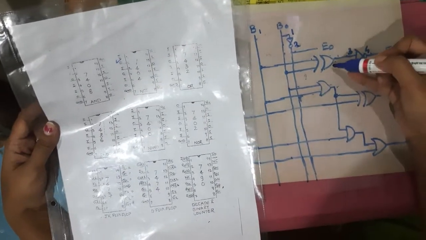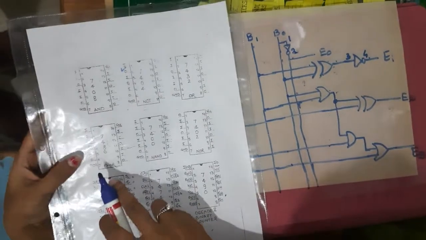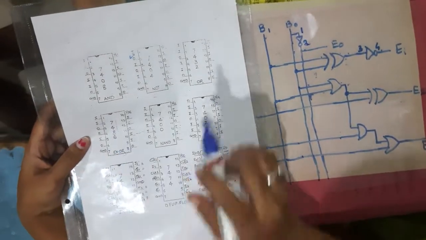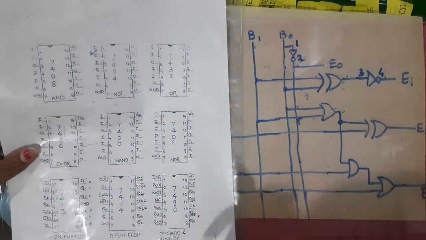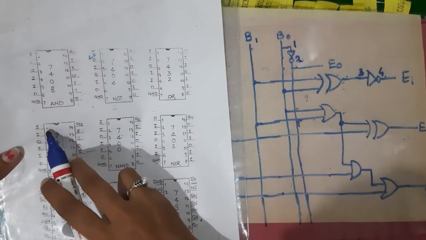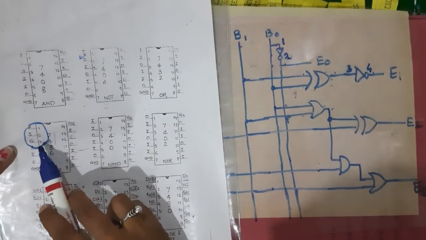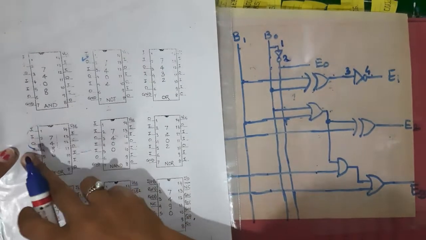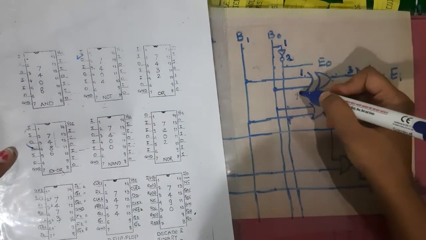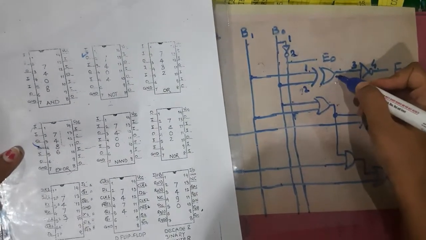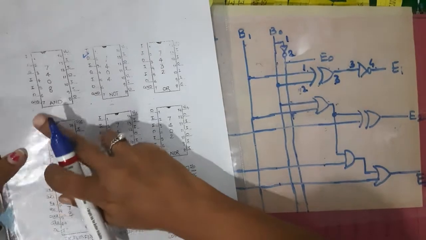Now next I'll need the XOR gate. Okay, so XOR gate IC is 7486. I just have to read this chart and place the pin numbers over here. Now for 7486, if I'm using the first gate combination, 1 and 2 are inputs and 3 is output. So 1 and 2 are the inputs, I will be getting output at 3. Okay, so the first combination is done.